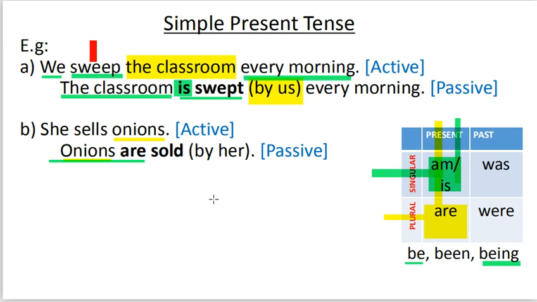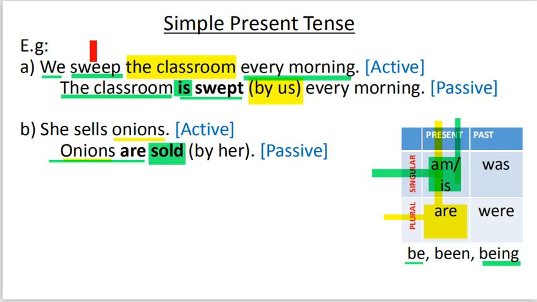We must also note that the tense does not change. The tense of the active sentence is also the tense of the passive sentence. Now, in these examples that we've given so far, our active sentences are in the present tense, and so are our passive sentences. Although the passive sentences may look as if they are not in the present tense, because the lexical verb is expressed in past participle, that is not the case.